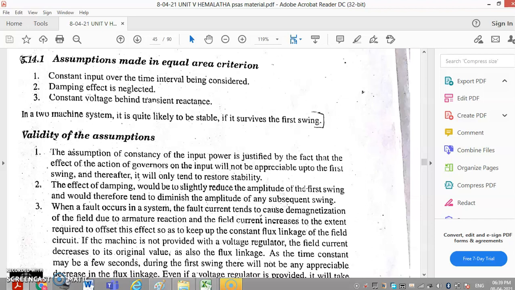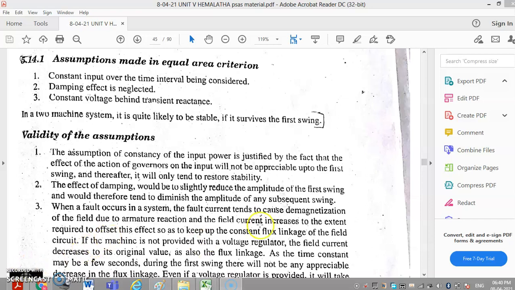The effect of damping would be to slightly reduce the amplitude of the first swing and would therefore tend to diminish the amplitude of any subsequent swing. When a fault occurs in a system, the fault current tends to cause demagnetization of the field due to armature reaction, and the field current increases to the extent required to offset this effect so as to keep up the constant flux linkage of the field circuit.